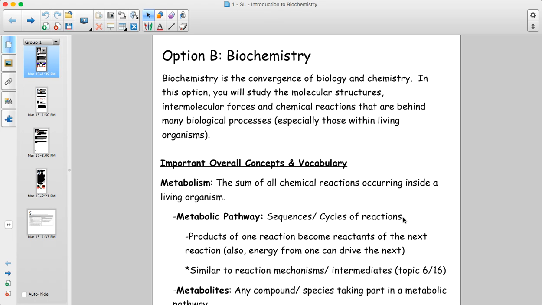Option B, biochemistry. Biochemistry is really where biology and chemistry come together. The topic is going to focus on a lot of the major biological molecules that you've heard about before, whether from biology class or from everyday life, things like proteins, DNA, carbohydrates, lipids, but actually looking at their chemical structures. And so thinking about how the structures, the intermolecular forces, and the types of chemical reactions that they undergo actually explain some of their properties and some of the biological processes that they help make happen.